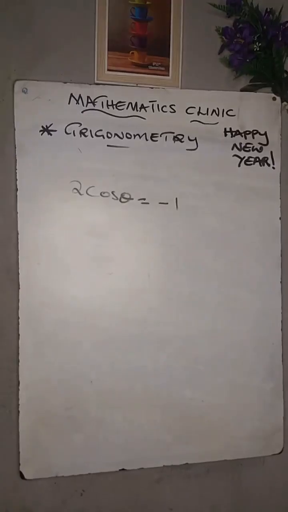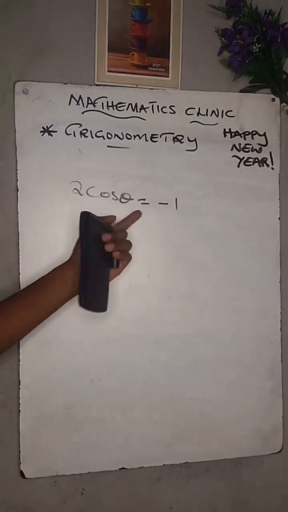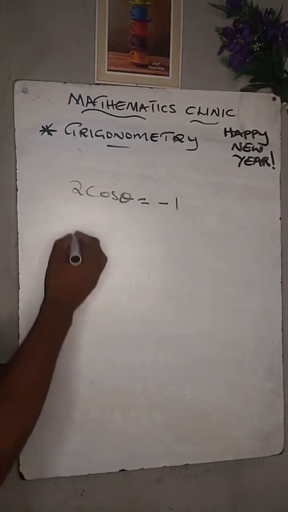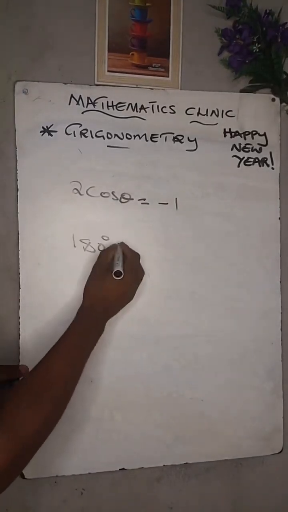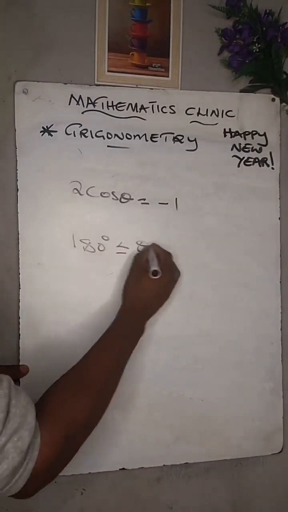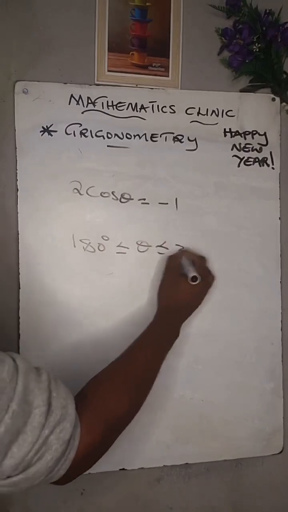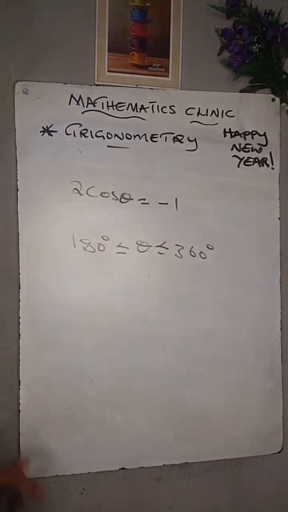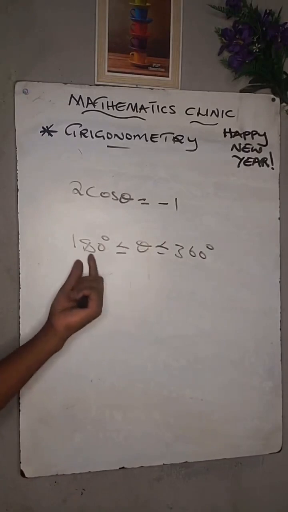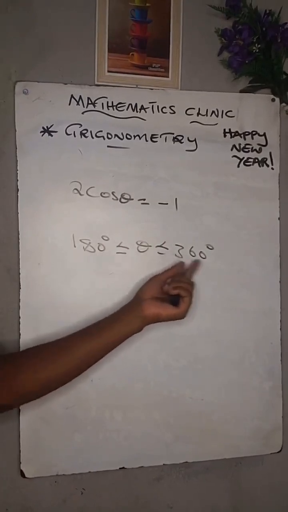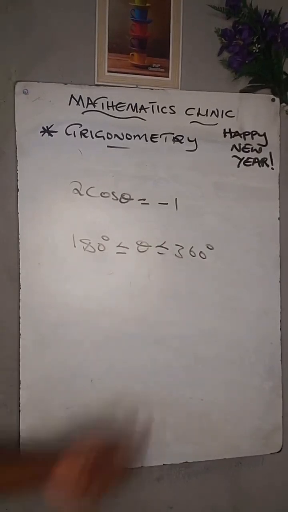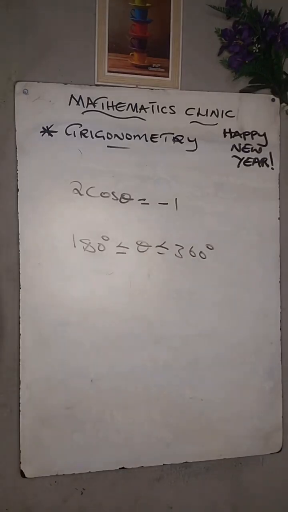Solve the equation 2 cos theta is equal to -1 for 180 degrees less than or equal to theta less than or equal to 360 degrees. Let me explain. What this one means is that our theta is greater than 180, but less than 360.